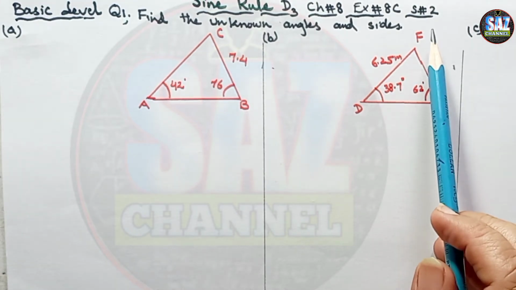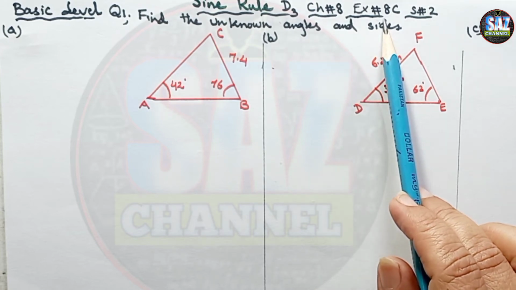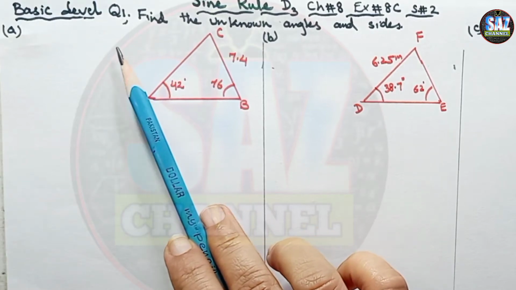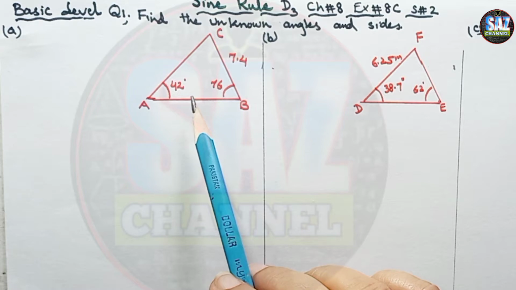This is my second lesson of D3, chapter number 8, exercise 8C. That is about the sine rule. In this lesson, I will solve basic level question number 1. And the question says, find unknown angles and sides.